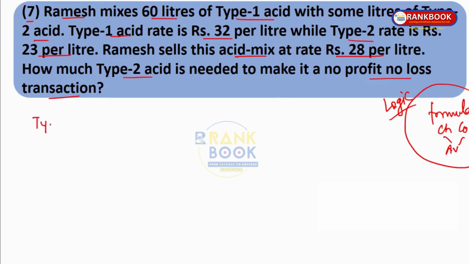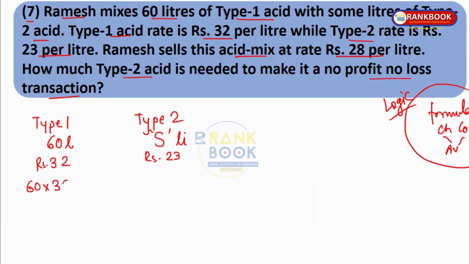He takes type 1 acid and type 2 acid, okay? How many liters of type 1? 60 liters. How many liters of type 2? We do not know. Let us assume type 2 acid is, say, S liters. What is the rate of type 1? It is 32 rupees per liter. Type 2 rate is rupees 23 per liter. How much is the cost? Total cost is 60 into 32, plus S into 23. This is for type 1 cost, this is type 2 cost, okay?